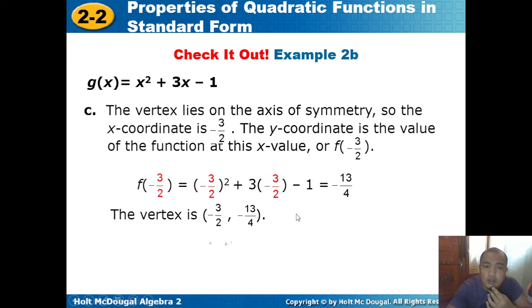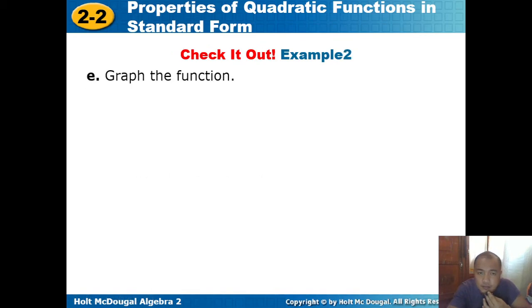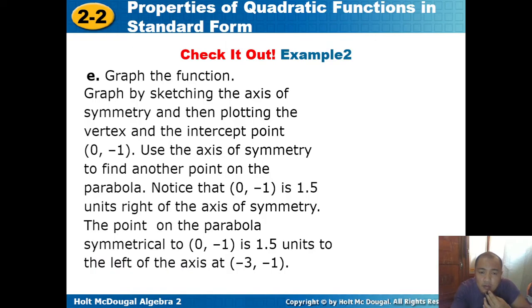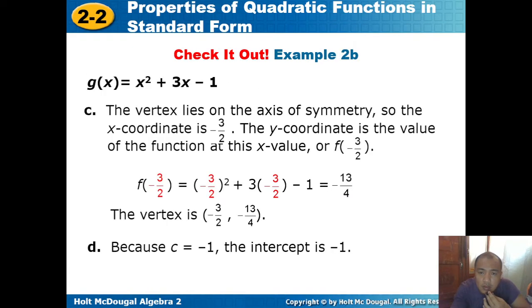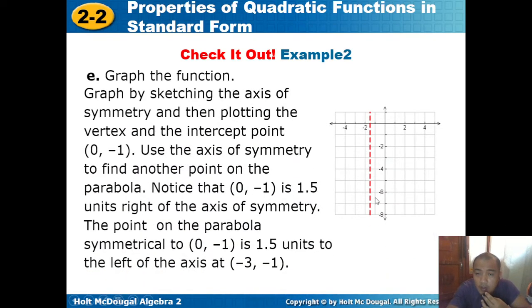And what is the y-intercept? Negative 1. The y-intercept is negative 1, or the point 0, negative 1. Now let us graph. The vertex is negative 3 halves, negative 13 fourths, the y-intercept is 0, negative 1, and the axis of symmetry is x equals negative 1.5. It passes through 0, negative 1, and it opens upward because a is positive.